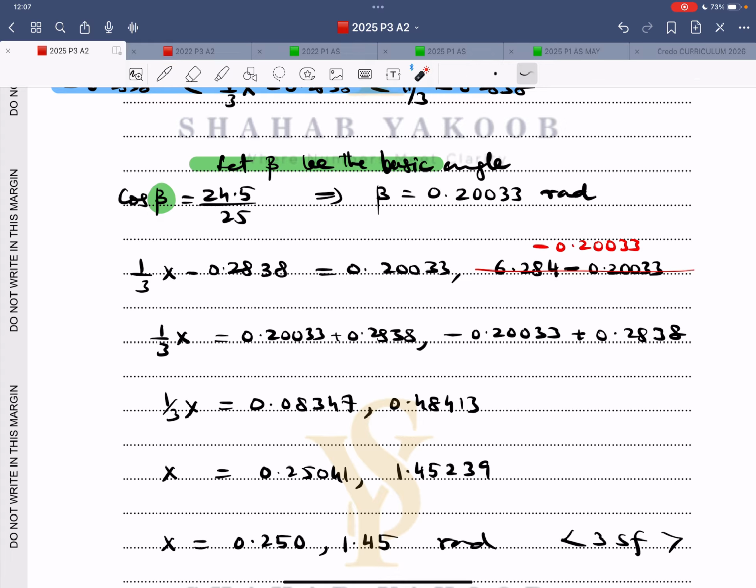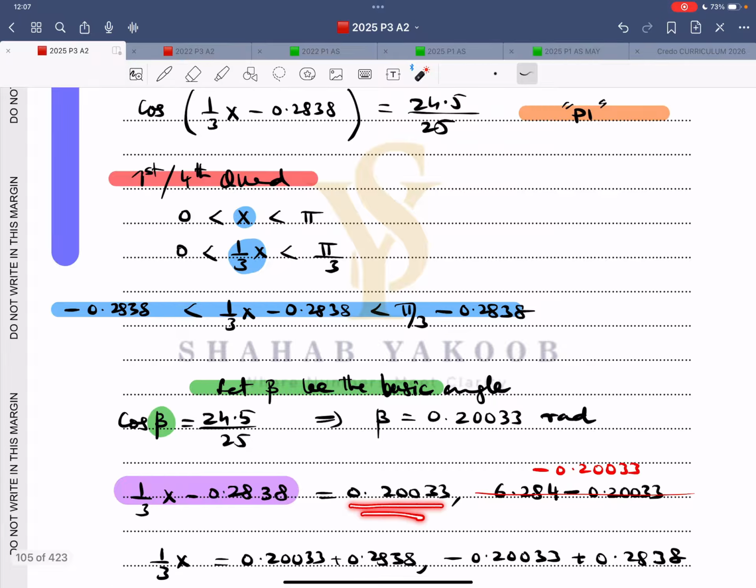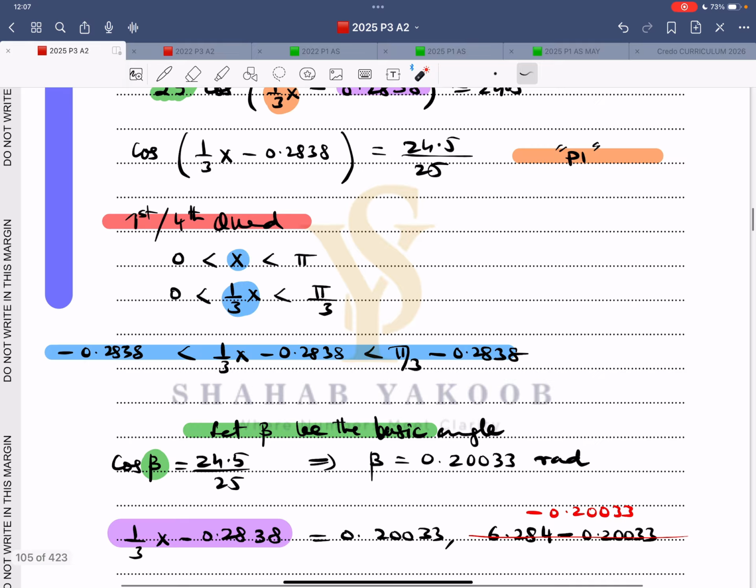And now have a good look. 1/3 x minus this thing. Now we are working towards the final step. Now when I'm writing two answers, this is the first quadrant answer. This is 2 pi minus basic angle. So now this thing was outside of the range. So what should I do? So instead of going anti-clockwise, go clockwise. Let me show you with a sketch. So now let me make it straight first.